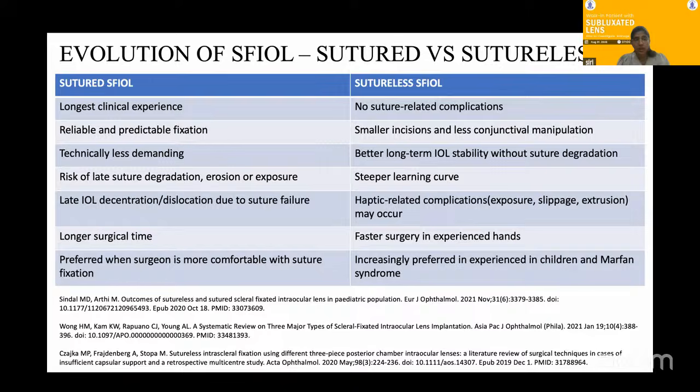Sutureless esophile has been the most commonly performed technique of esophile in recent years because there are no suture-related complications and there is better long-term IOL stability without any suture degradation. But the learning curve is steeper, and haptic-related complications like haptic exposure, slippage and extrusion can still occur if the flaps or tunnels are not created properly.